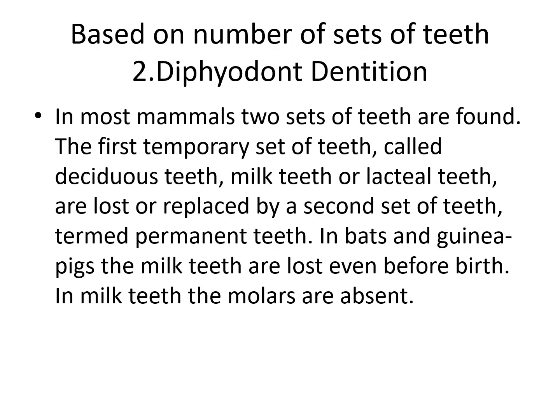The second condition is called diphyodont dentition, where mammals develop two sets of teeth during their lifetime. The first set, known as milk or deciduous teeth, appears early and is replaced by permanent teeth. Interestingly, in some mammals like bats and guinea pigs, the milk teeth are shed even before birth. Also, milk teeth lack molars as their main function is simpler feeding during early stages of life.